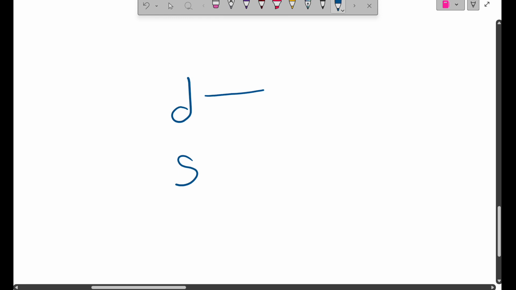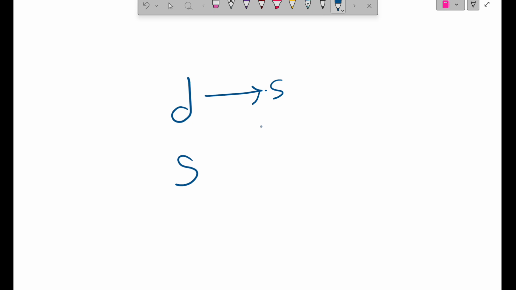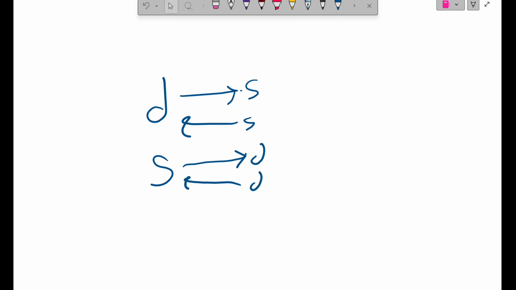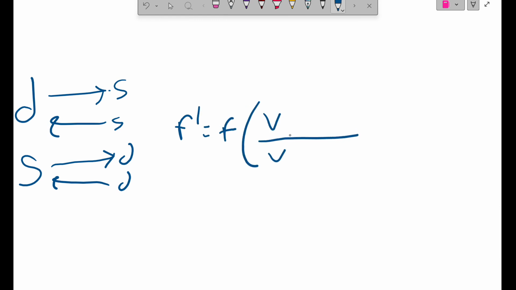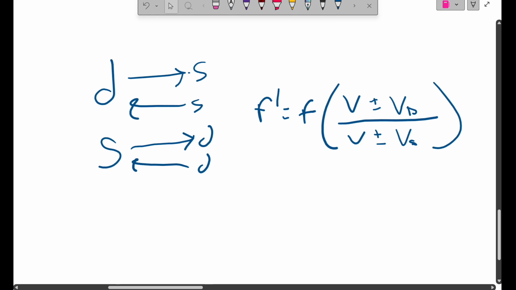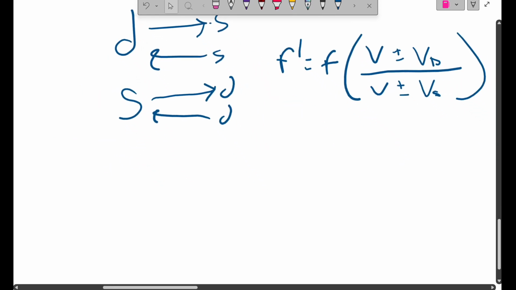The detector can move towards the source, or away from the source. The source can move towards the detector, or away from the detector. Your sign in f prime is equal to f times v plus or minus v_d over v plus or minus v_s. Those v's are just the speed of sound in a given problem. The sign is going to depend on which scenario you're in.